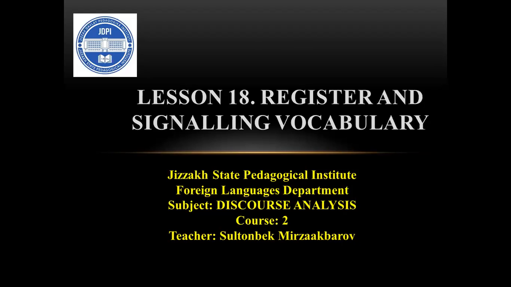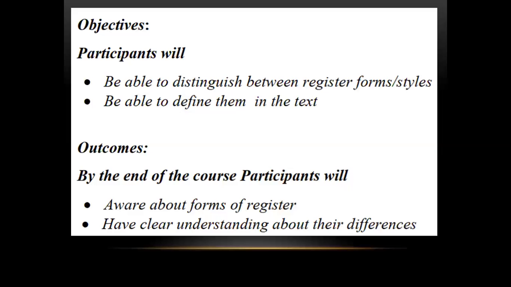So first of all, we need to understand what is the objective and outcome from the lesson. Here it is given that students will be able to distinguish between register forms and styles, and also will be able to identify them in the text. So from this lesson, you will be aware of forms of register and have a clear understanding about the differences.